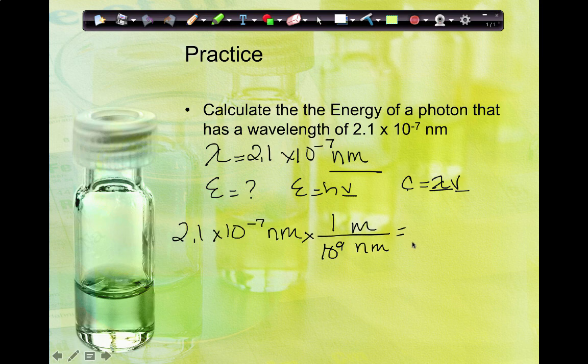So our wavelength is going to be equal to 2.1 times 10 to the negative 16th meters. So now plug that in to this equation. And if you saw a way to do this just by combining the two equations, that's also perfectly fine.